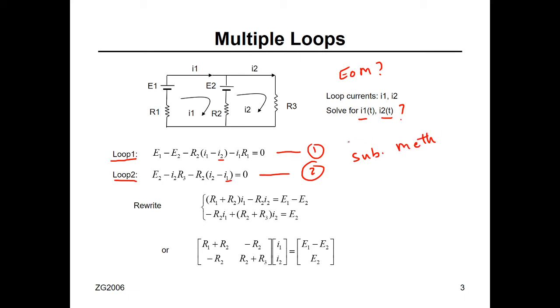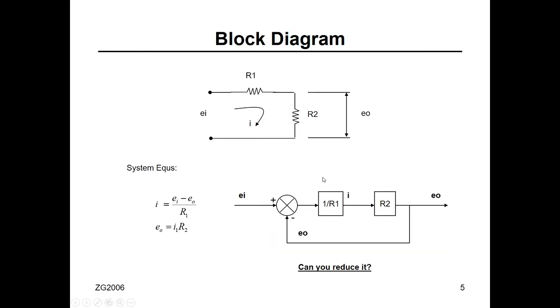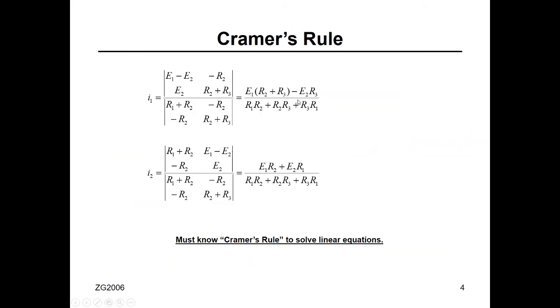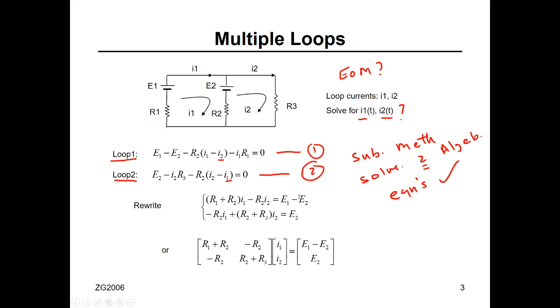Solving 2 algebraic equations, this is very simple. At the end, you will get I1 and I2. Very simple. Same way. All right. So this is a very simple problem.